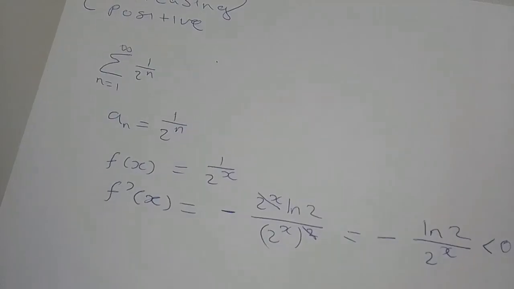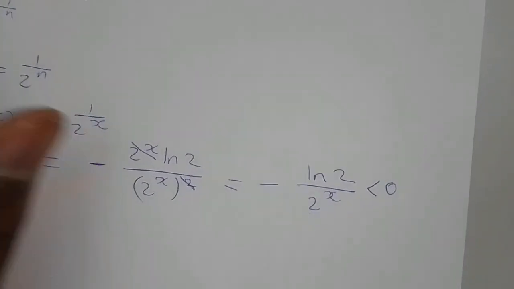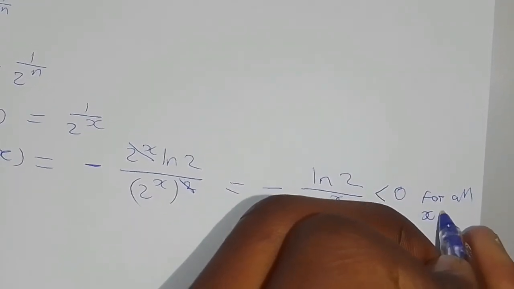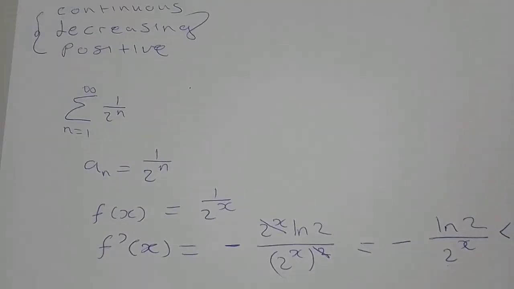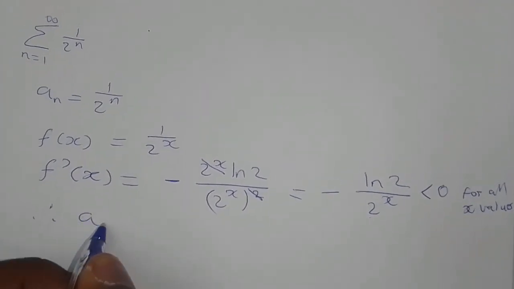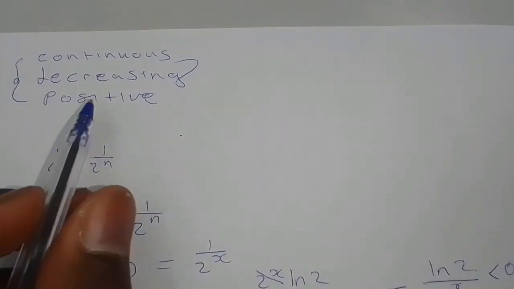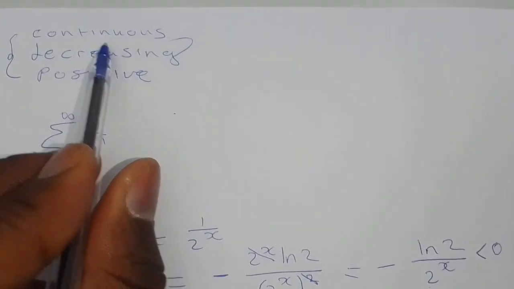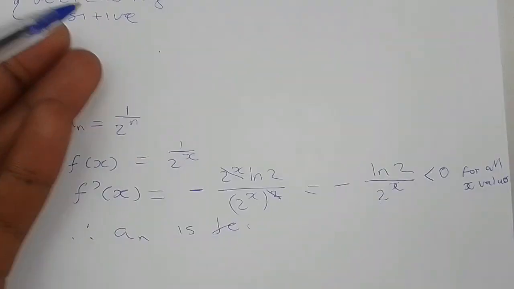Since here x starts from 1, this will be less than 0 for all x in general. So you can just say for all x values, or you can limit them to the starting value for the series. Then you show that therefore a_n is decreasing. This is how you do it. Also, we know that 2 to the n is positive, and therefore 1 over 2 to the n will definitely be positive, and it's definitely continuous since 2 to the n can never be 0. Then you can just do your integral test to show that this is indeed convergent.